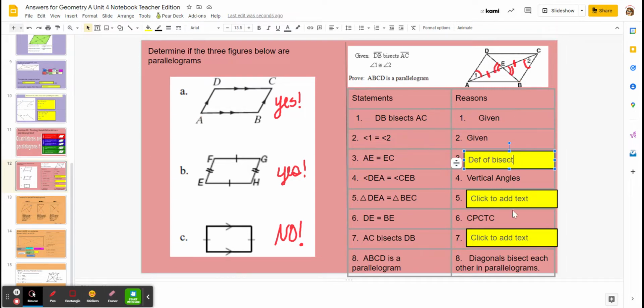All right. Next, I can say the triangle DEA is congruent to triangle BEC. If you notice, we have angle, side, angle: two pairs of congruent angles and the side in between. So the reason they are congruent is angle, side, angle.